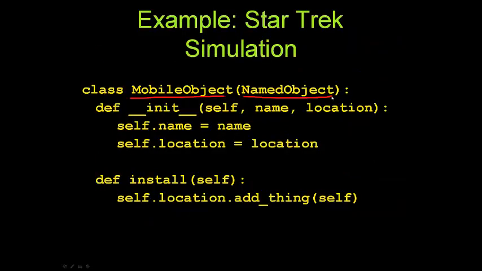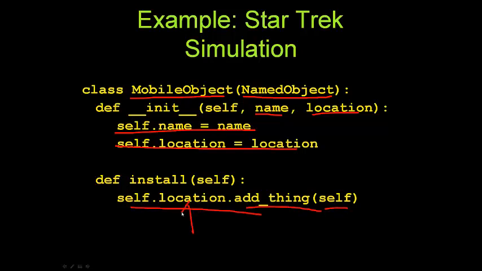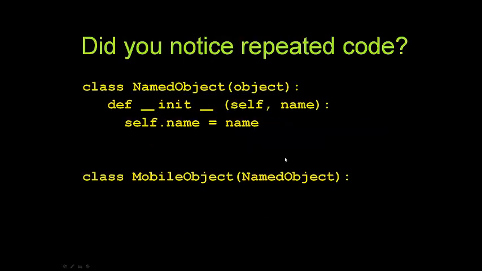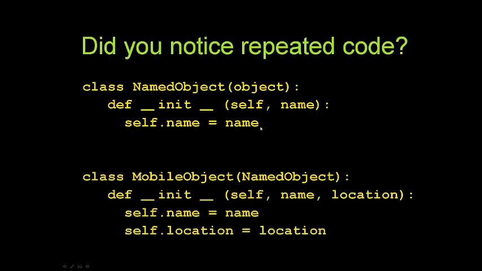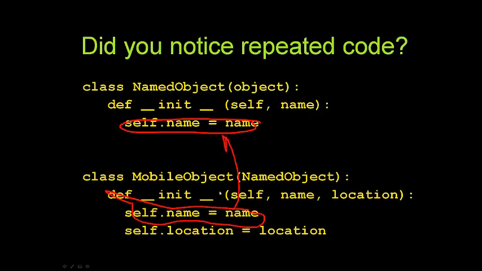The mobile object will inherit from the name object. Essentially it takes the name and the location, and it sets the name and location, and it installs itself. You ask yourself to add yourself; it installs itself into its current location. So location here is its current location. Do you notice it's repeating code? For example, here you have this, and here you have this. Essentially this code, self.name and self.name, is repeated. They're the same code.